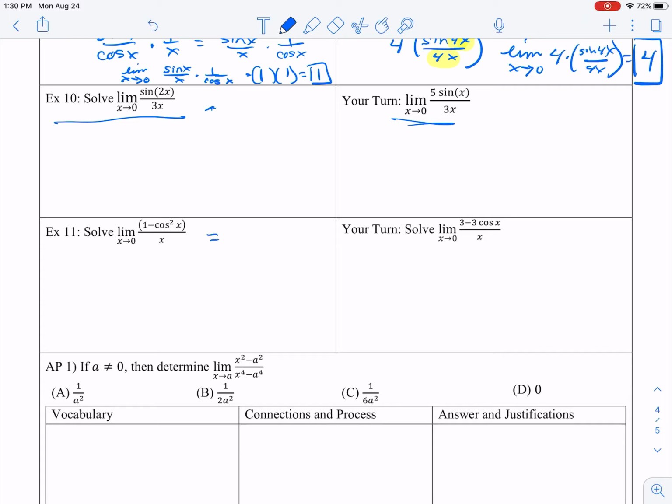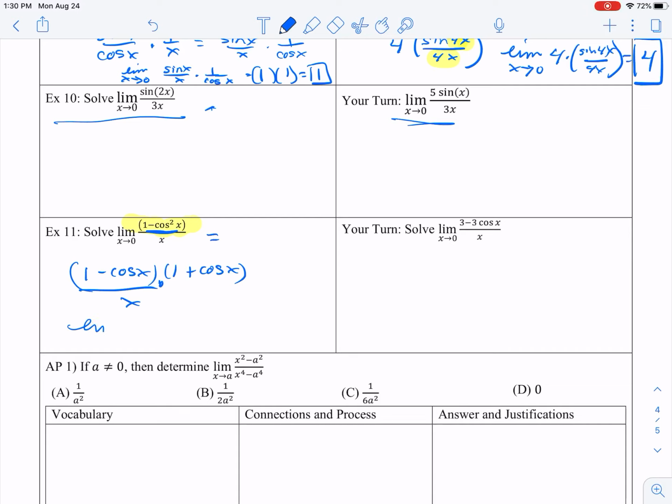How do you factor that? That's 1 minus the cosine of x times, oh, hang on, it doesn't fit. Bad planning on my part. This is the difference of squares. So you get 1 minus the cosine of x times 1 plus the cosine of x, all divided by x.